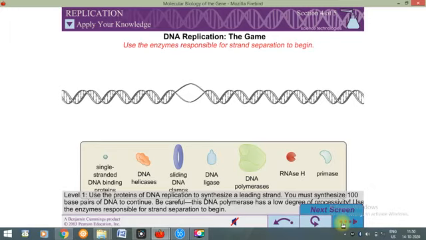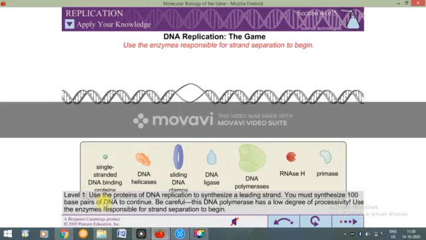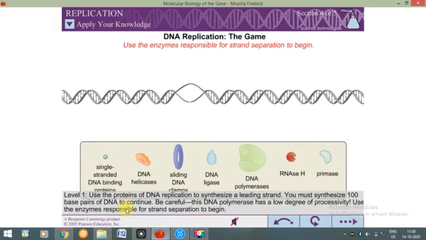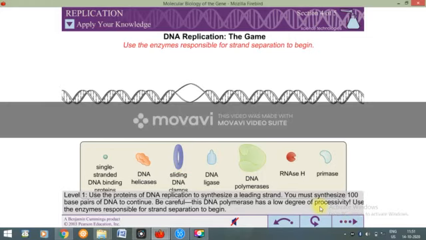Okay, starting. The first, level 1, like you can see what's written here. Level 1, use the proteins of DNA replication to synthesize a leading strand. You have to synthesize a leading strand, and you must synthesize 100 base pairs of DNA to continue. At least you have to synthesize 100 base pairs of DNA. Fine. Be careful. This DNA polymerase has a low degree of processivity, meaning the rate of the reaction is low, and that can be enhanced with the help of this sliding DNA clamp. Okay, you can increase the rate of processivity with the help of sliding DNA clamp.